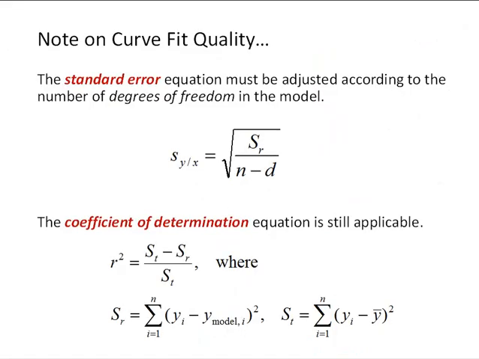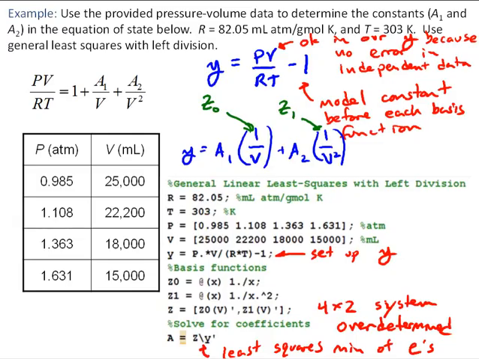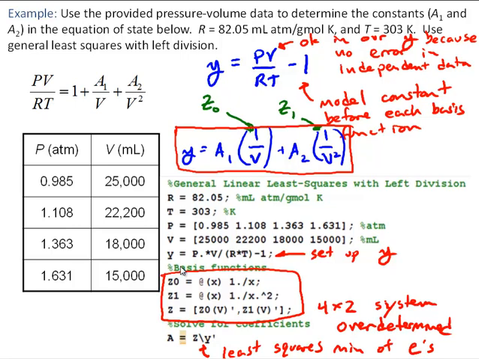One other note, that's all there is to it to implement general linear least squares. Just coming back to this for a minute, it's all about setting up the problem so that you have y as some linear combination of basis functions, and then setting up your matrix of basis functions. Those are the two keys. After you do that, then you're just using left division.